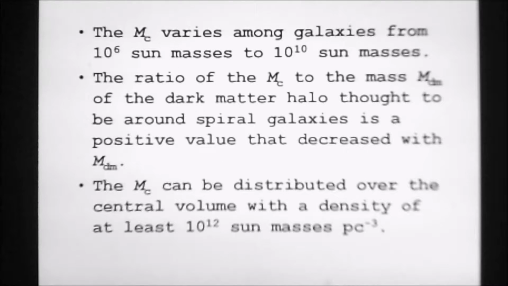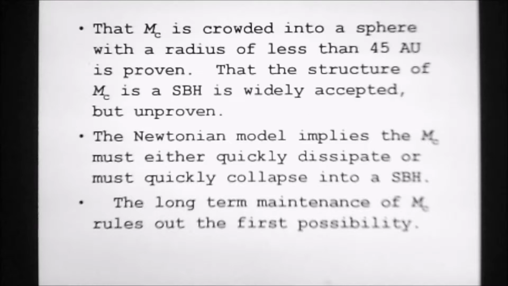The central mass varies among galaxies from 10 to the 6th solar masses to 10 to the 10th solar masses. The ratio of the central mass to the mass of the dark matter halo, thought to be around spiral galaxies, is a positive value that decreased with the dark matter mass. The central mass can be distributed in a central volume with a density of at least 10 to the 12 solar masses per cubic parsec. That the central mass is crowded into a sphere with a radius of less than 45 AU is proven.